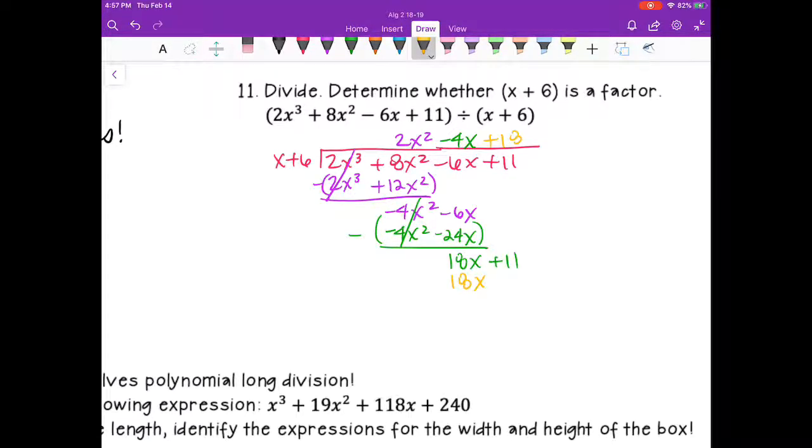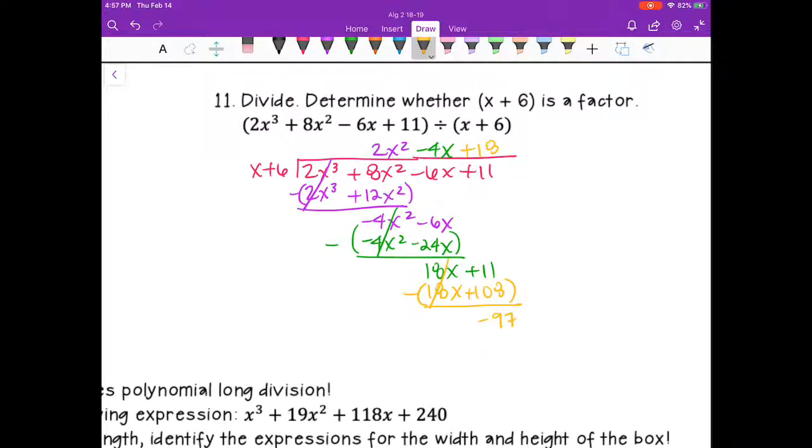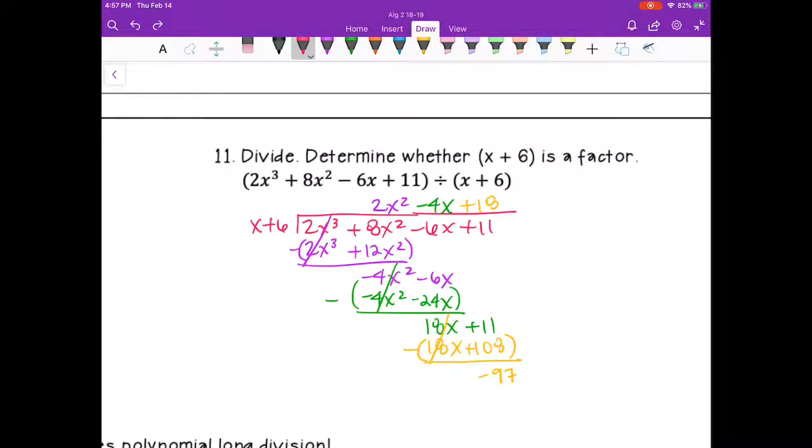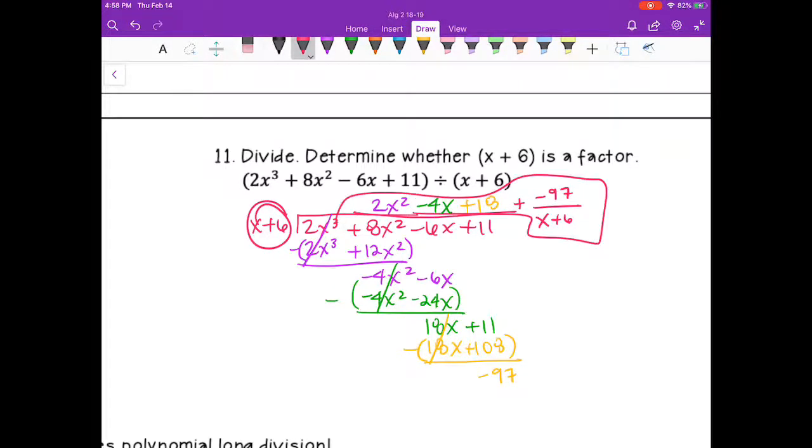18 times 6 is 108, and it's positive. But then I subtract 11 minus 108, negative 97. Now, I can't multiply x by anything and get negative 97, so that's my clue that this has to be my remainder. So I have 2x squared minus 4x plus 18 plus negative 97. We throw that remainder over what was outside the box, what we were dividing out, x plus 6. So that is our final answer, and since we have a remainder, is that guy a factor? Nope, sure isn't.